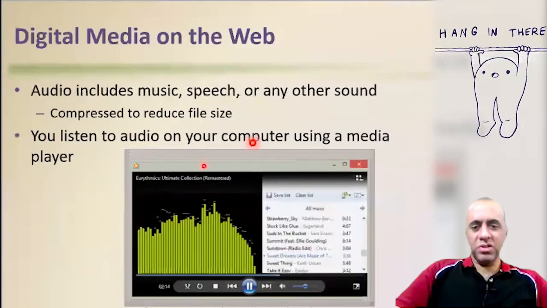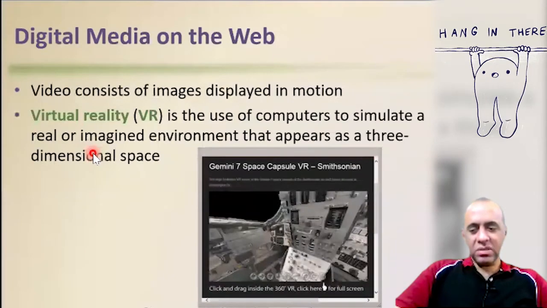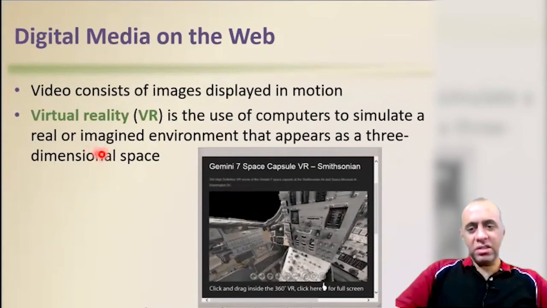And audio includes music, speech, or any other sound. It is compressed to reduce file size. You listen to audio on your computer using a media player, and there's a bunch of them out there. And virtual reality is just a 3D environment which is made using computer graphics, which gives an illusion to the viewer that he is present in a 3D environment, and the person can feel like objects are coming towards or going away from him or her. So this is virtual reality. You can experience it using special goggles or viewing gadgets.